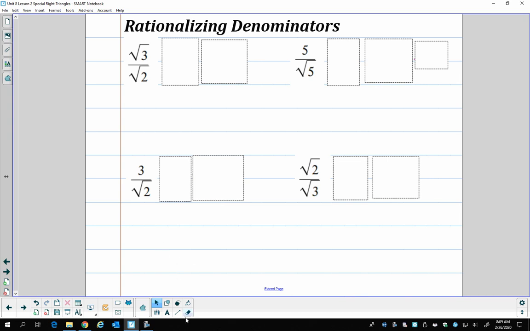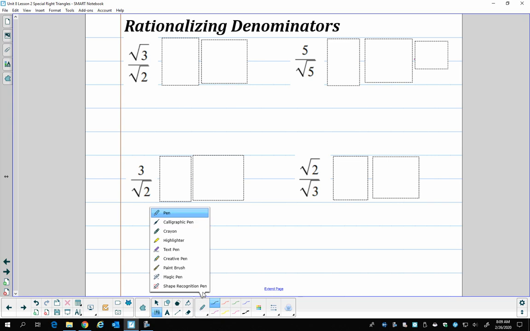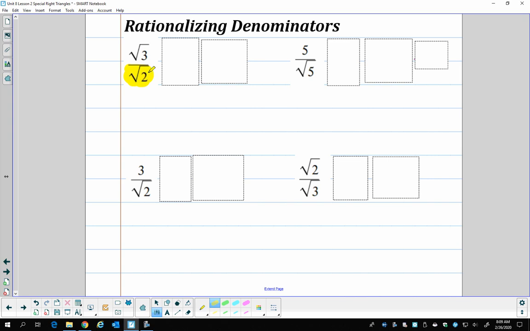If we have a square root in the denominator of a fraction, like we have here, what we need to do is called rationalize that. We don't like square roots in the denominator, so we want to get that out of there. What we can do is multiply both the top and the bottom of the fraction by whatever the denominator is. I want to get rid of the square root of 2 down here, so I'm going to multiply the top and the bottom by the square root of 2.